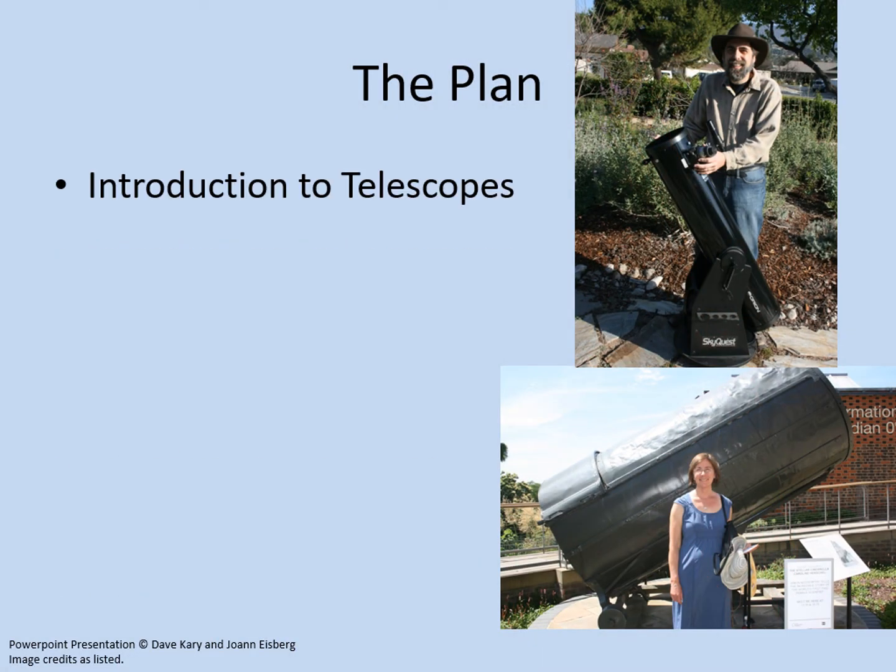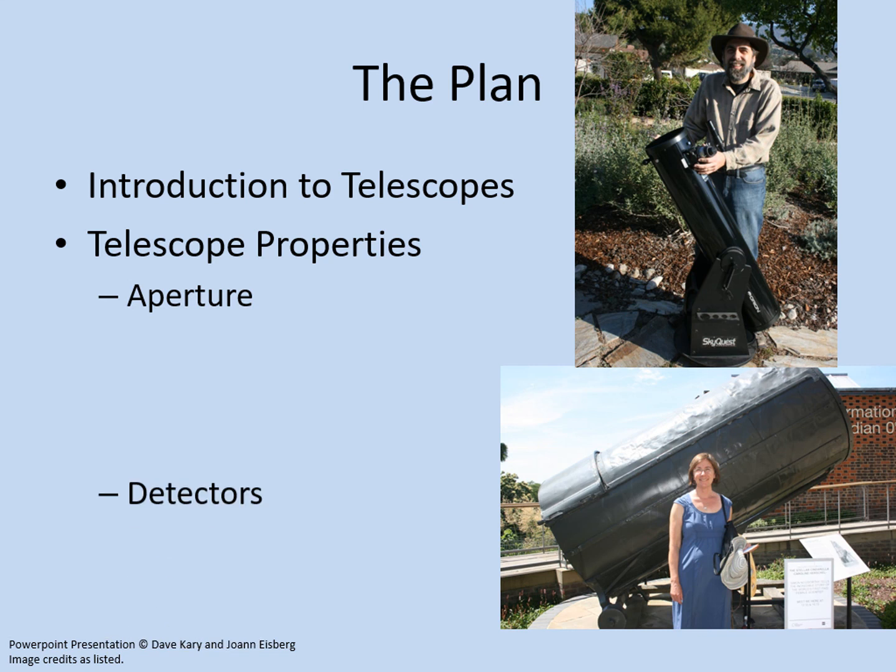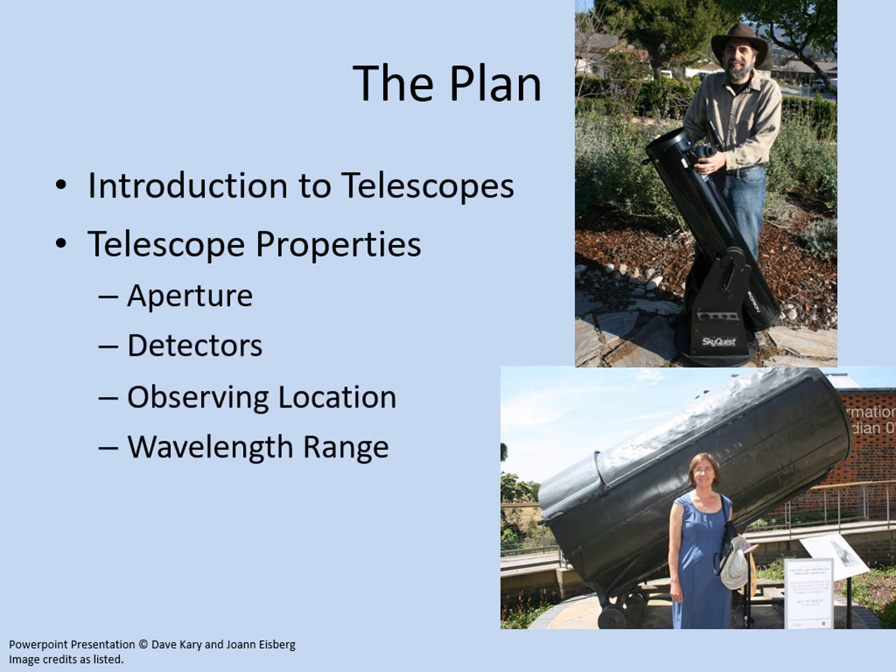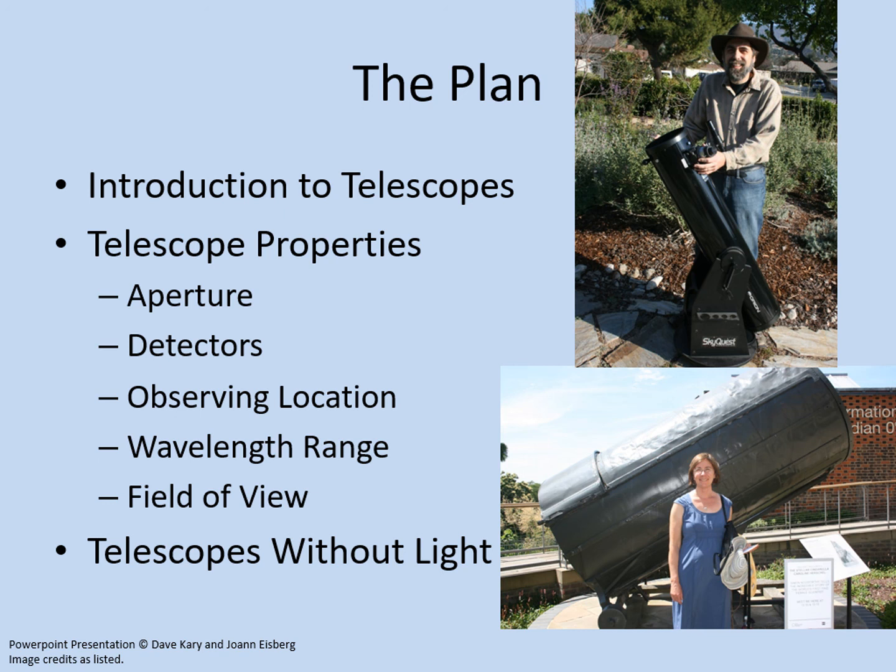We'll start out discussing what telescopes are and some of the basic types of telescopes. Then we'll look at the properties used to describe telescopes and how they're used, and talk about how each of these affects how we observe the sky and how they define what we can see. Finally, we'll look at some special classes of telescopes that don't rely on observing the light from distant objects, but instead depend on getting information other ways.